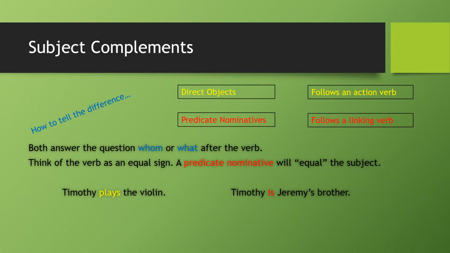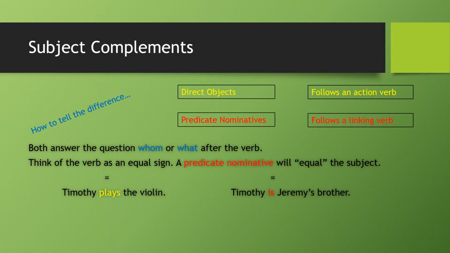Think of the verb as an equal sign. A predicate nominative will equal the subject. Now I've placed an equal sign over the two verbs. In the first sentence, could we read this sentence, Timothy equals the violin? Well, of course not. Timothy and the violin are not equal. It's something that Timothy is actually doing. It's an action verb, so violin would be a direct object.